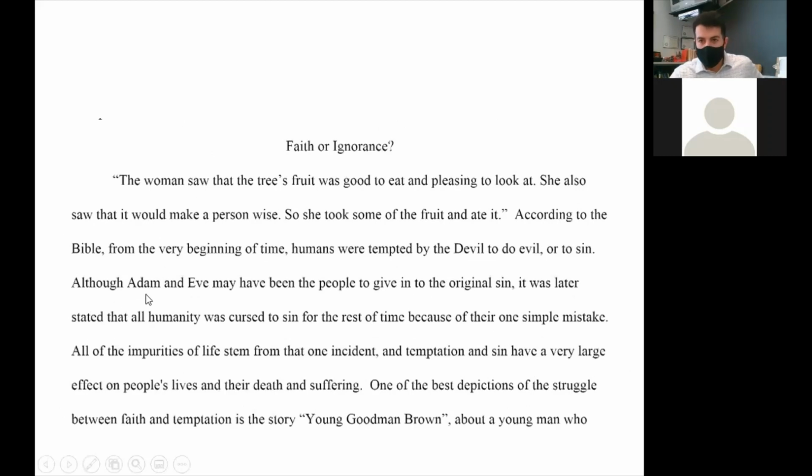Okay. Here's another example. You can start with a quote. This is what this person did for an essay about Young Goodman Brown. "The woman saw that the tree's fruit was good to eat and pleasing to look at. She also saw that it would make a person wise. So she took some of the fruit and ate it. According to the Bible, from the very beginning of time, humans were tempted by the devil to do evil or to sin." Young Goodman Brown is all about biblical allusion, so it kind of makes sense to start with a quote from the Bible. I like this. I think, again, it works, establishes the main idea, kind of pulls me in. It's a nicely phrased quote, so this is fine.